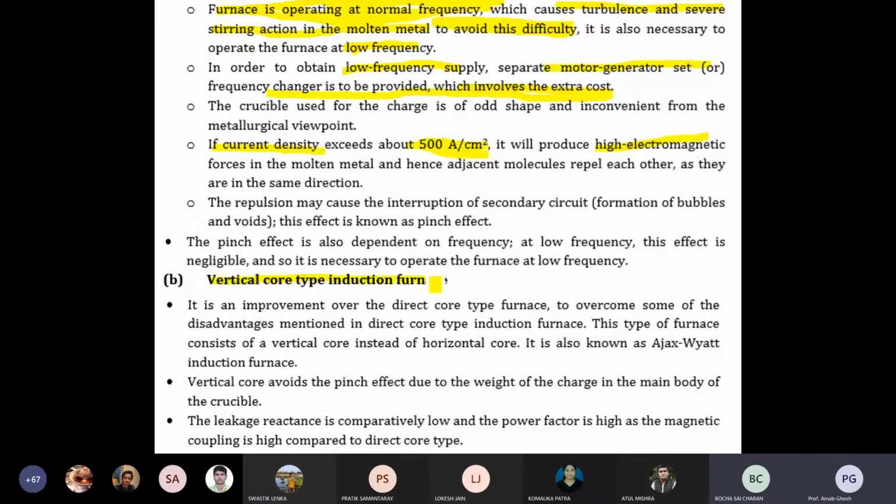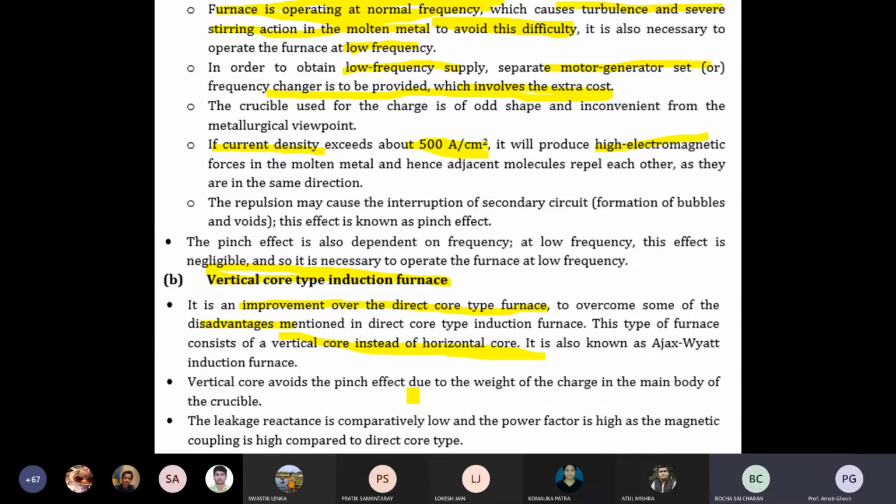In the vertical type induction furnace, you can see the charge material is placed in vertical nature. So what is that? It is an improvement over the direct core type furnace to overcome some of its disadvantages. This type of furnace consists of a vertical core instead of the horizontal core. In the previous case you were using a horizontal core, now you are using a vertical core.